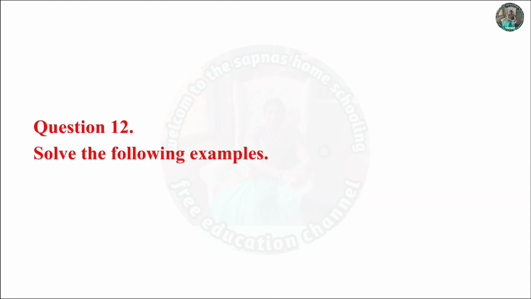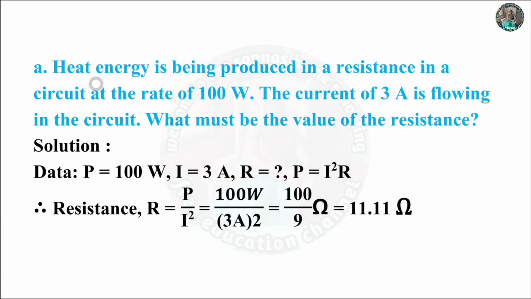Now question 2. Solve the following examples. Heat energy is being produced in a resistance in a circuit at the rate of 100 watt.